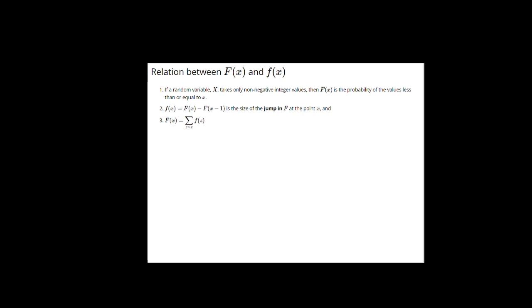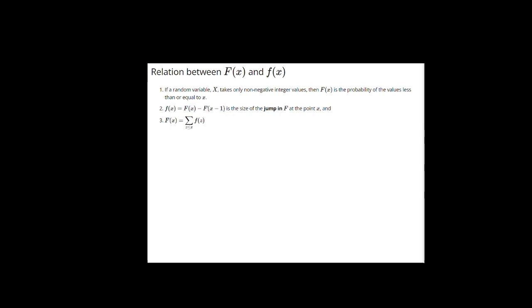There is a relatively simple relationship between capital F, the CDF, and little f, the probability function of a random variable. Suppose, for example, the random variable takes only non-negative integer values. Capital F of x is the probability of those values less than or equal to x. And so if we're interested in the probability that it's equal to x, we'll take the probability of all those values up to x and subtract off those that are less than or equal to x minus 1. Little f of x, in this case, is capital F of x minus capital F of x minus 1.